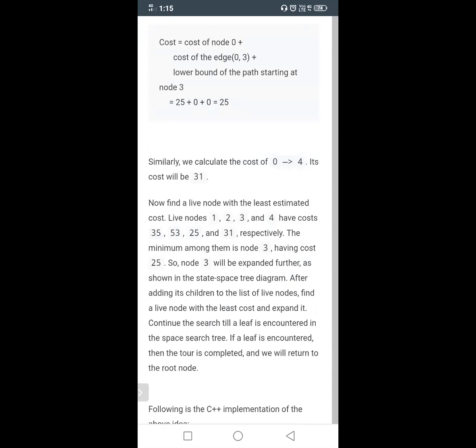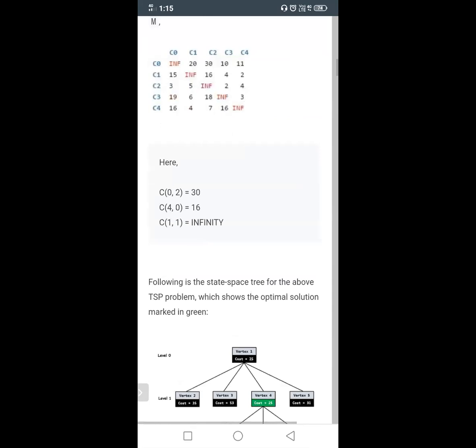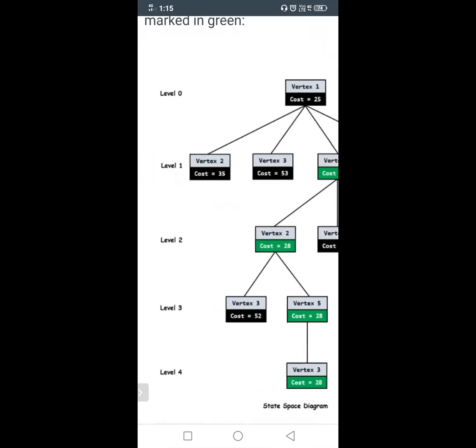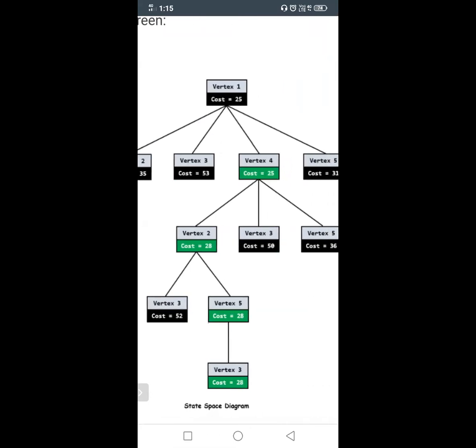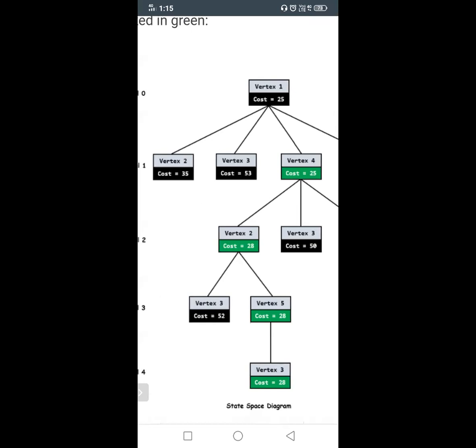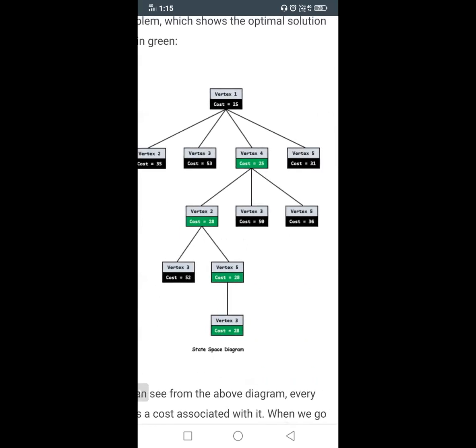Then among these, what is the minimum value? See the graph here. From C0 to C1 we get the cost 35, C0 to C2 is 53, C0 to C3 is 25, C0 to C4 is 31. So among these, which is the minimum cost? The minimum cost is the third vertex. Here in this example, the cost is 25.